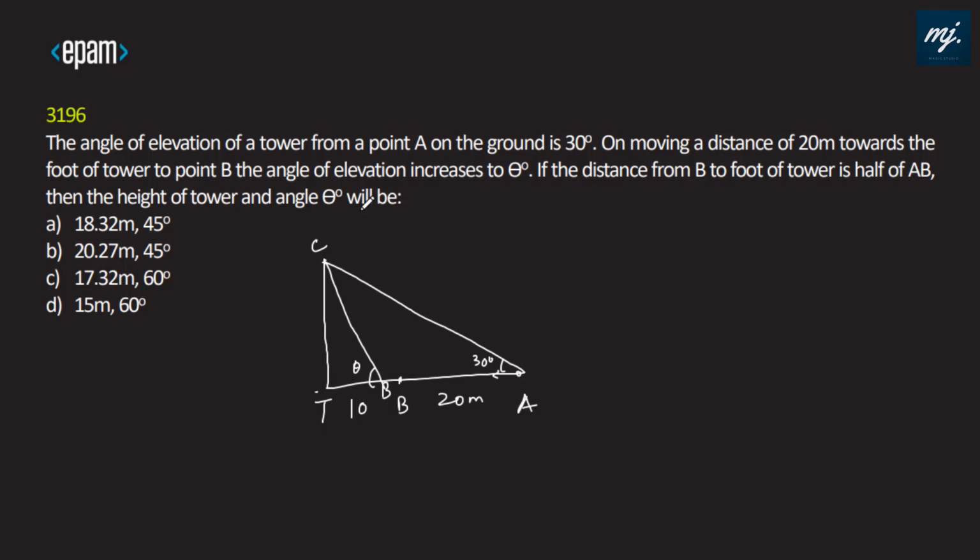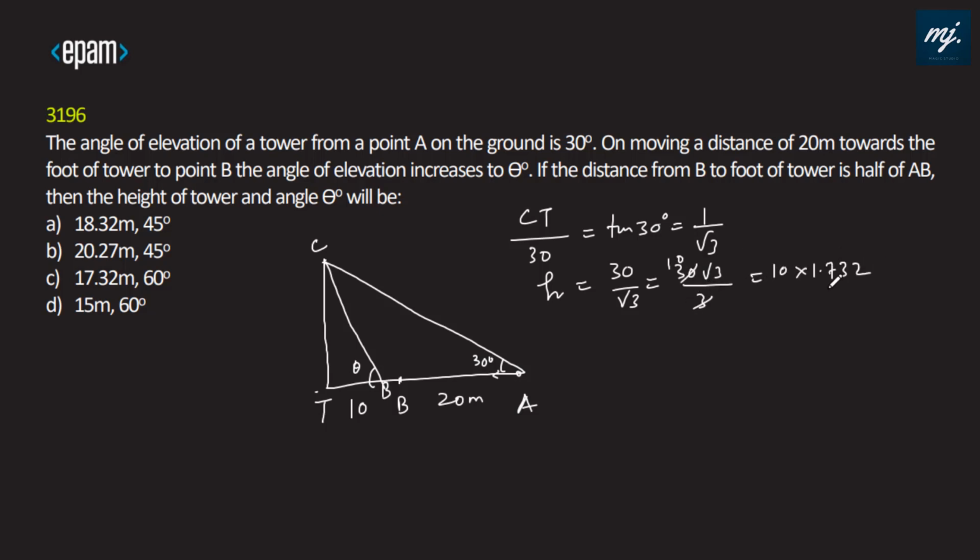Then find the height of the tower and the angle theta. Height of the tower we can calculate by simple CT, perpendicular by base, base is 30, that is equal to tan 30 degree, that is 1 by root 3. That means CT or height of the tower is 30 by root 3, that would be 30 into root 3 by 3, that is 10 into 1.732, 17.32 meters. 17.32 meter is in option C. We know that option C will fit in. Let us see that theta is 60 degree or not. So it is 10 root 3.